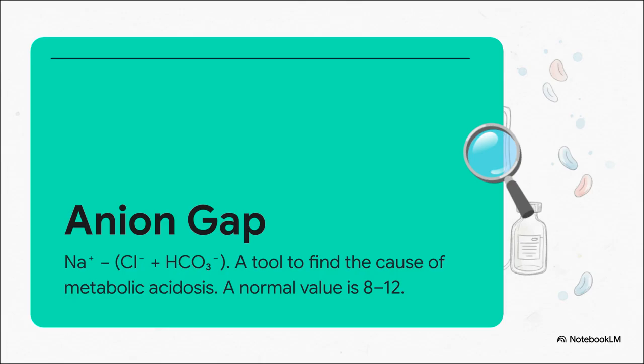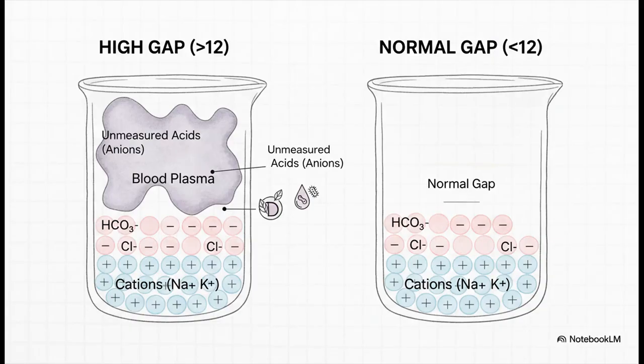All right, here's a tool that's a little more advanced, but the NCLEX loves to ask about it, the anion gap. Now, don't get intimidated by the math. Its purpose is actually really simple. It's a detective tool that helps us figure out why the patient is in metabolic acidosis. It helps us figure out if we're dealing with one of those acid accumulation problems or one of those bicarbonate loss problems.